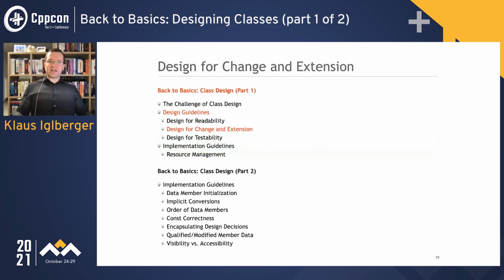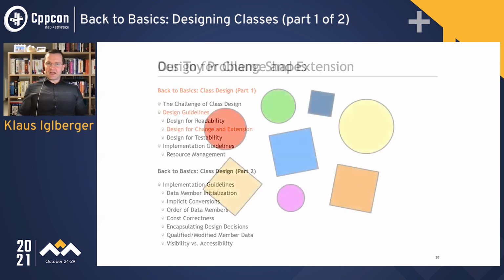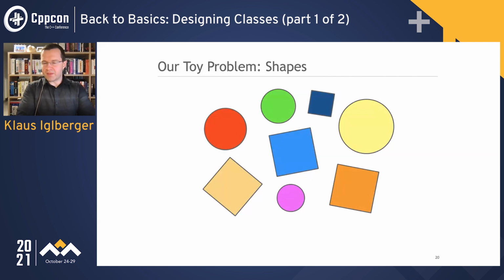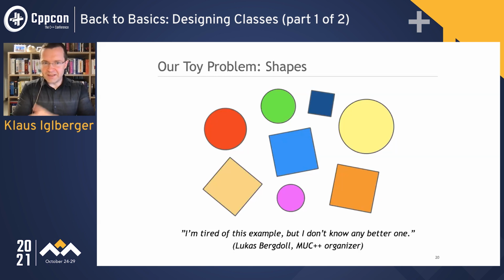All right, but let's design for change and extension. I have a toy problem. We're now dealing with shapes. I know this is one of those situations where people usually just drop off because it's boring. Yes, I know the example is not particularly clever or inspired, but I discussed this with a couple of people, and as one of my fellow MOOC++ organizers said, I'm tired of this example, but I don't know any better one. So I'm sticking with it because it's simple. It's an example that we'll only deal with for a couple of minutes.